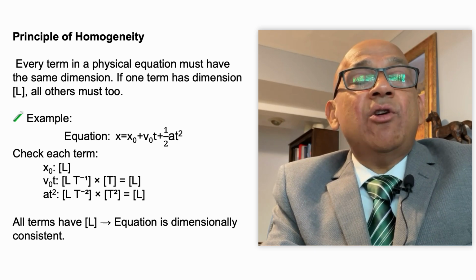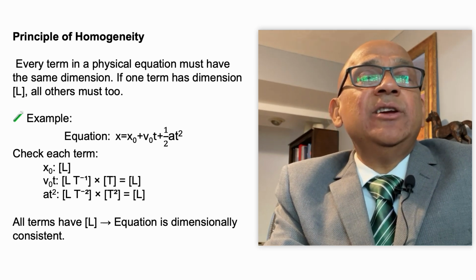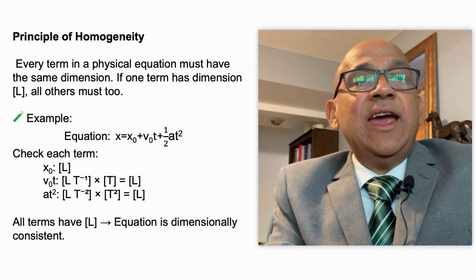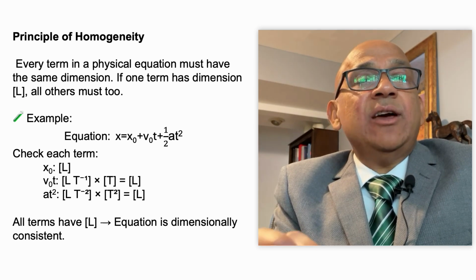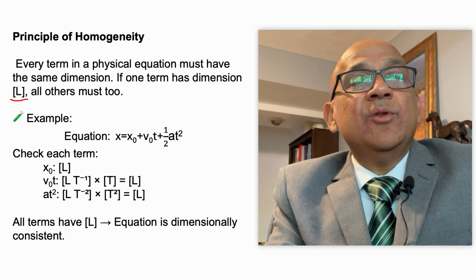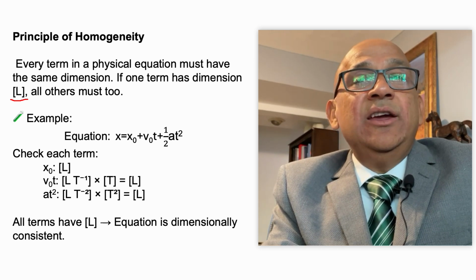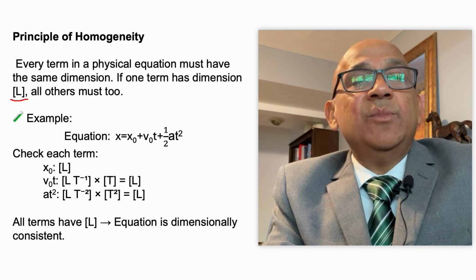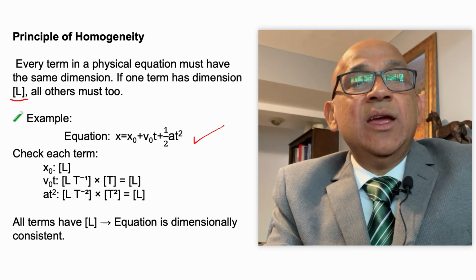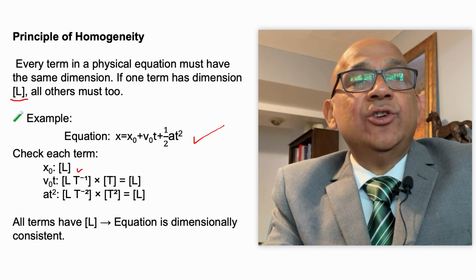There is a principle called the principle of homogeneity. According to this principle, every term in a physical equation must have the same dimension. For example, if one term has a dimension of L, all others should also have the same dimension. Let us look into an example. Here is an equation: x equals x naught plus v naught t plus half a t square. Now let us check each term. x0 is the distance, has a dimension of L.